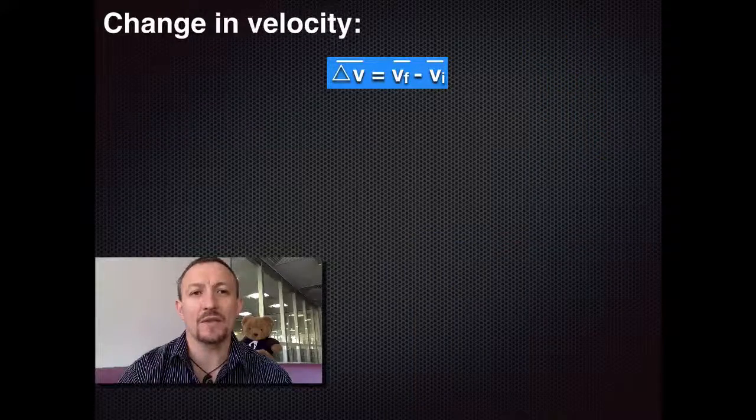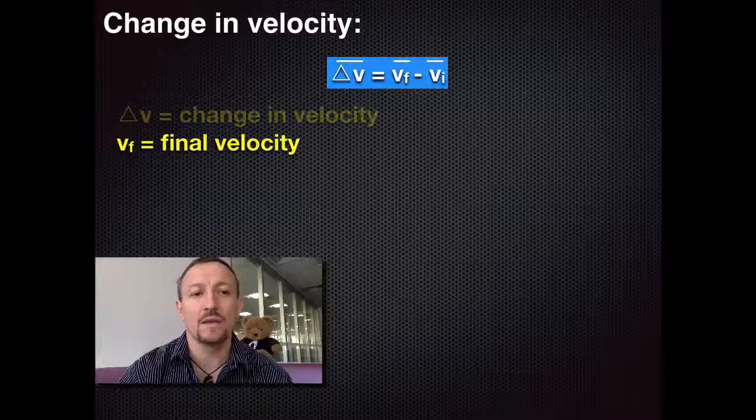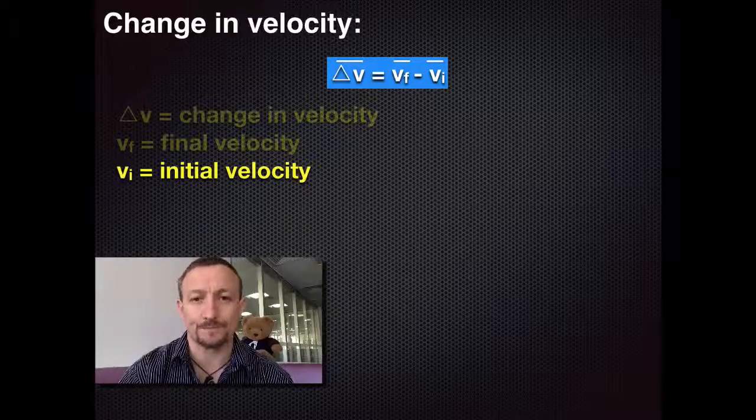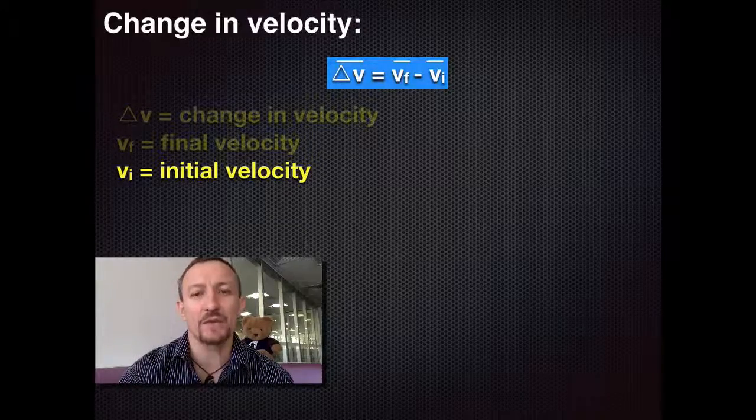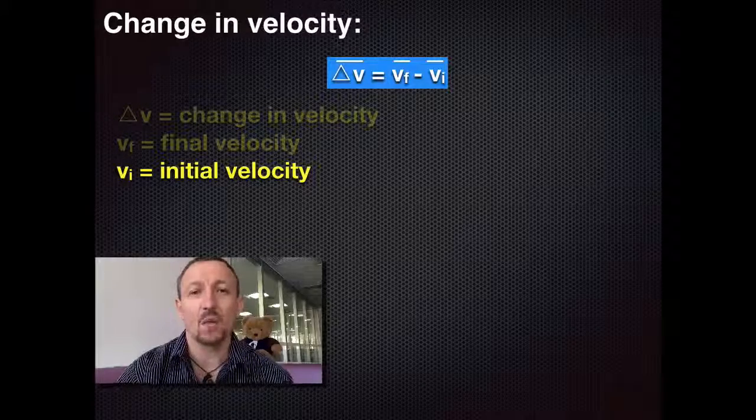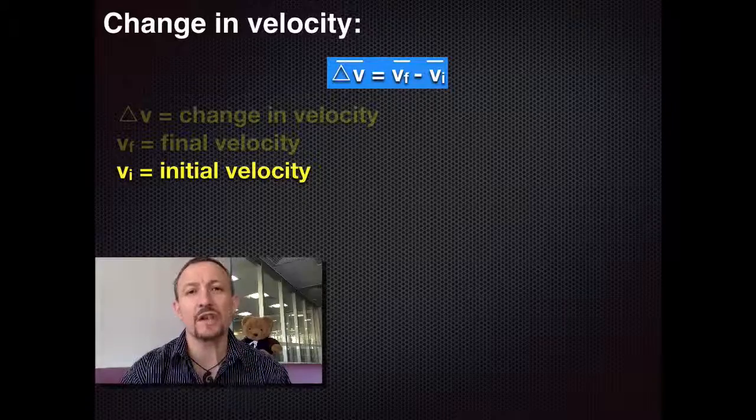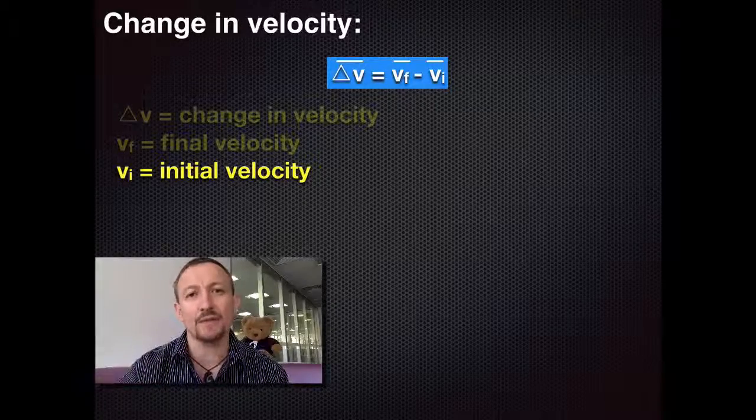Now we know that the algorithm for change in velocity is delta v equals vf minus vi, where delta v is the change in velocity, vf is the final velocity, and vi is the initial velocity, often given the symbol u. Now the key thing to understand is that when we're dealing with change in velocity, we tend to be dealing with vectors. We're looking for the vector which is going to promote the change. What is going to cause the initial velocity to change into that final velocity?